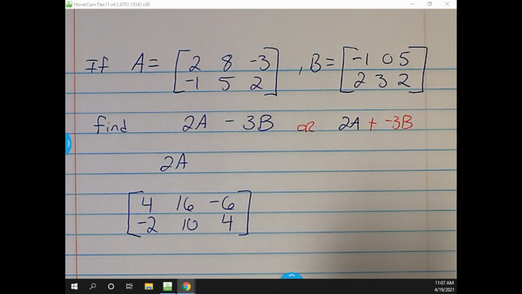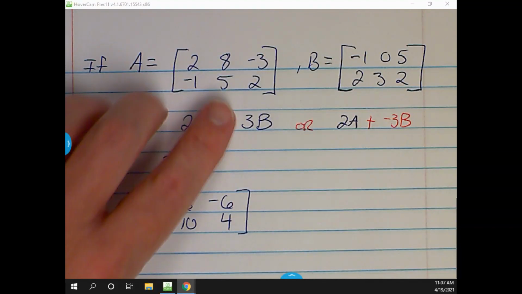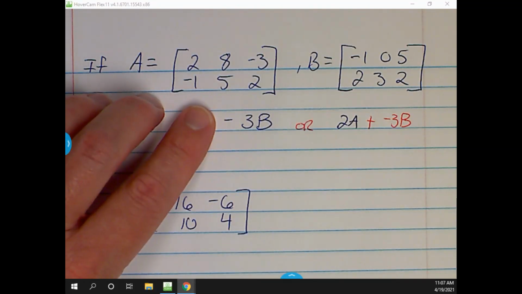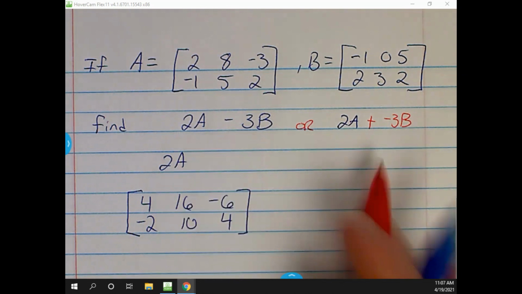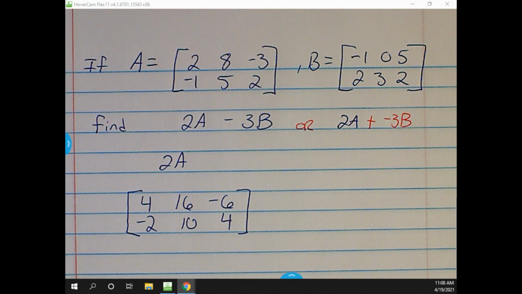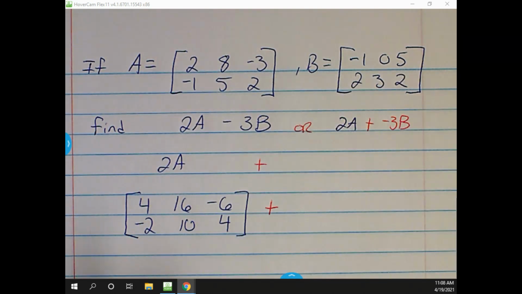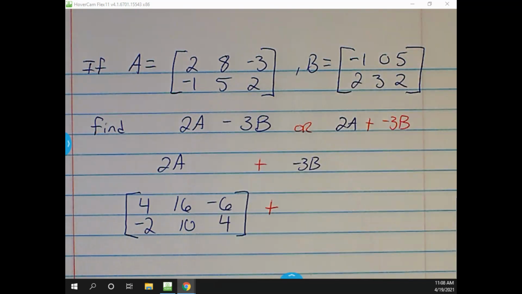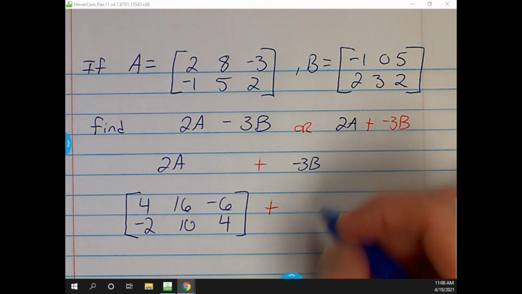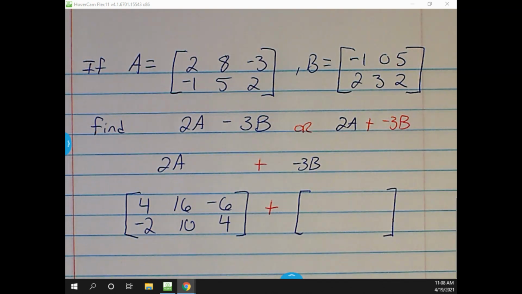With subtraction problems, sometimes you can think about it that way, and it might make it easier, because some people are like, well, am I doing 3 times B and then subtracting it, or am I doing negative 3 times B? You can look at it either way, but sometimes it's easier to do addition problems, so let's make that plus negative 3B. We'll do everything in here times negative 3, so that at the end it'll be an addition problem and not a subtraction problem.